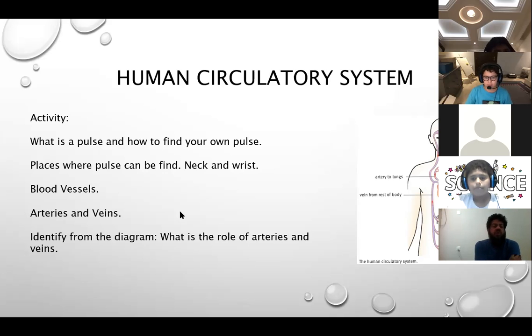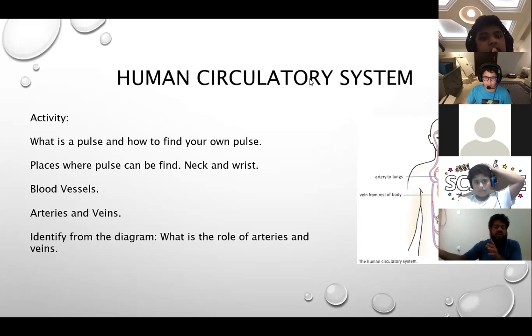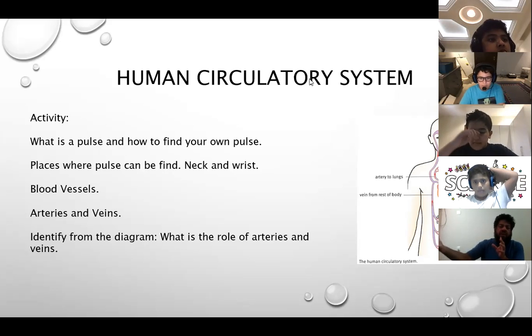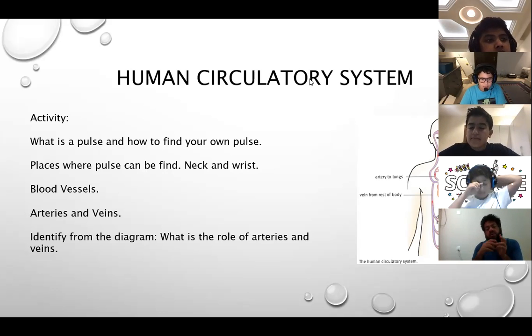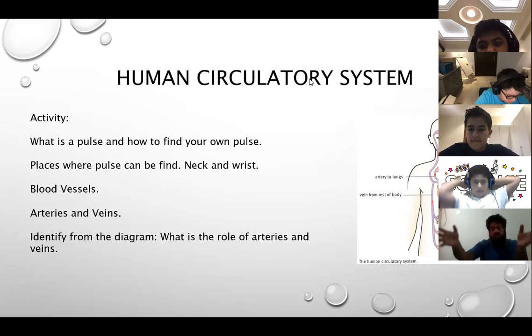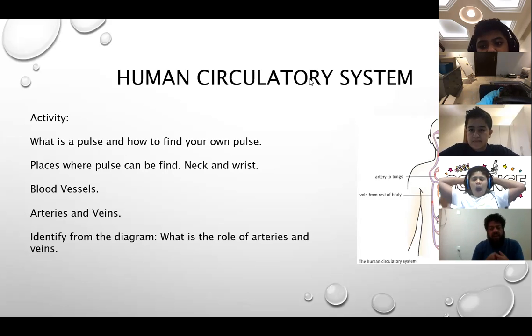That is true. So there are two kinds of vessels that we have. Number one is the artery. Number two is the veins. Now, the job of the artery is to take the blood away from the heart to the body. And the veins do the opposite. They take blood from the body and bring it to the heart. So one is distributing and the other one is collecting it back.